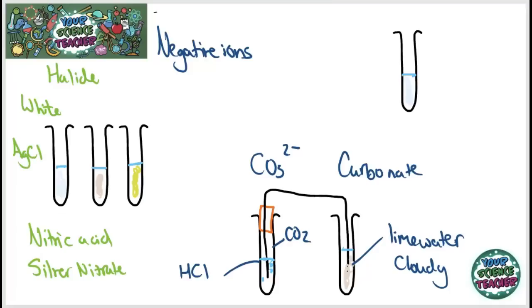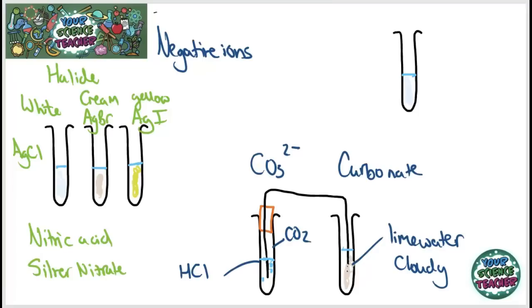Then here I have a cream precipitate, means that I have a bromide present, and my cream precipitate is silver bromide. And then if I get this yellow precipitate, this is my favorite color here, then I have silver iodide.